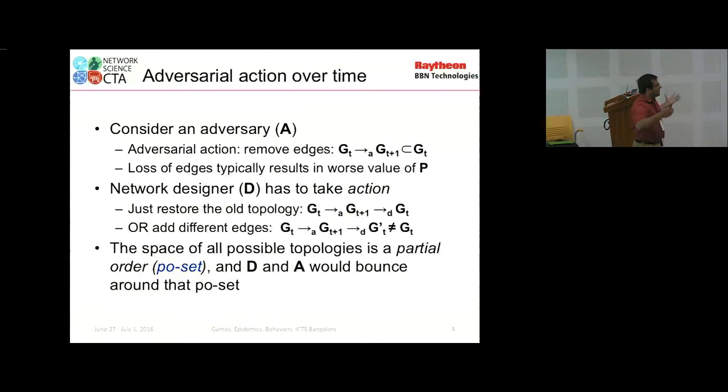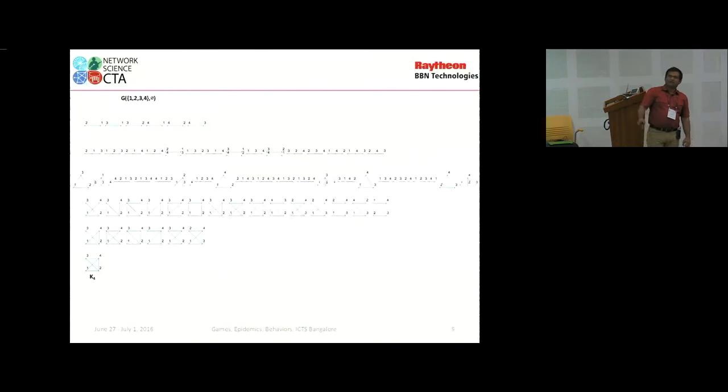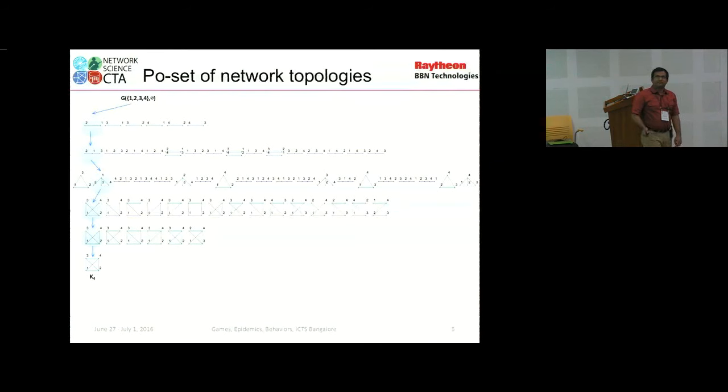Now, from any given starting graph, you could have a partial order of the various topologies you could generate. I just put a one-line code into Mathematica, and it generated all possible labeled graphs on four nodes, 64 of them. So it's 2 to the n choose 2 possible graphs. It's a partial order because there are all graphs with two edges, all graphs with three edges, all graphs with four edges, et cetera. At the lowest point is the complete graph on four nodes, and the empty graph is at the top. Now you could have a sequence of link addition events, which could result in this path through this poset of topologies, or this path, or this path, depending on how the addition actions happen.